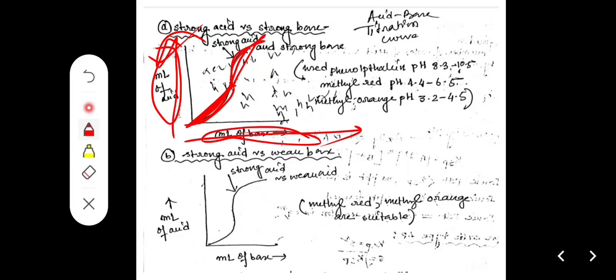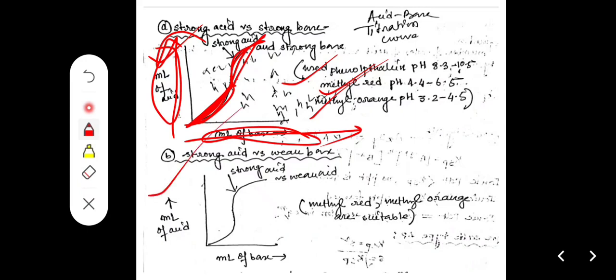First, phenolphthalein is applicable at pH 8.3 to 10.5, almost basic media. Methyl red is used at pH 4.4 to 6.5, which is the acidic to neutral range. Methyl orange works at pH 3.2 to 4.5, which is the overall acidic range.